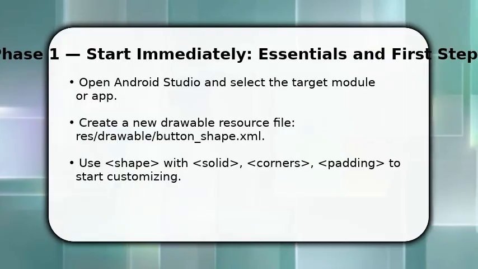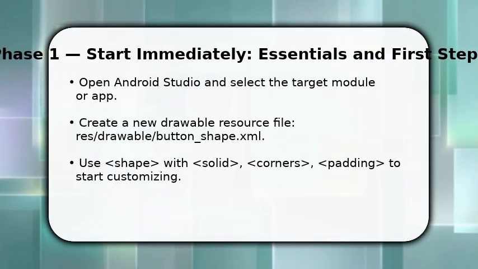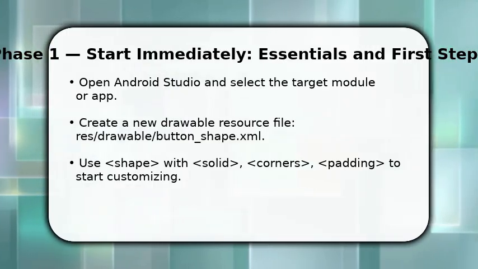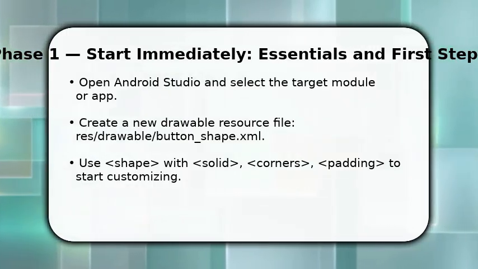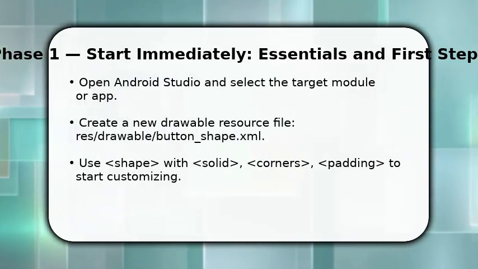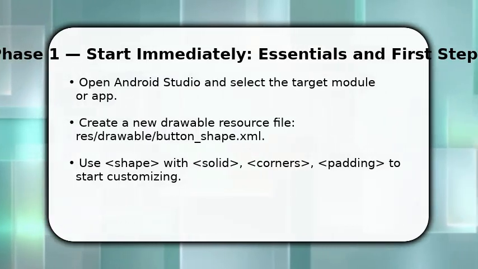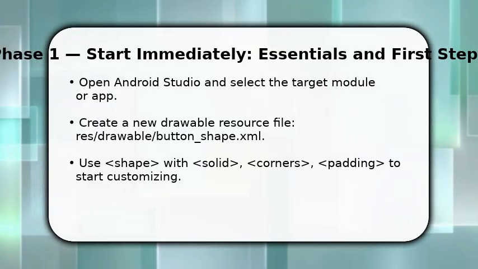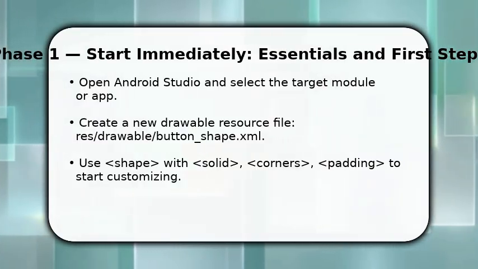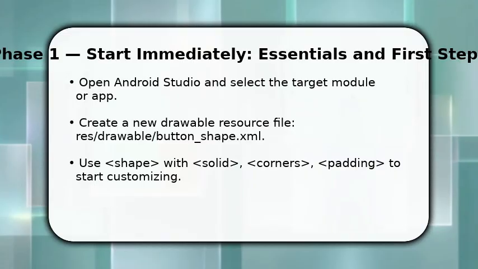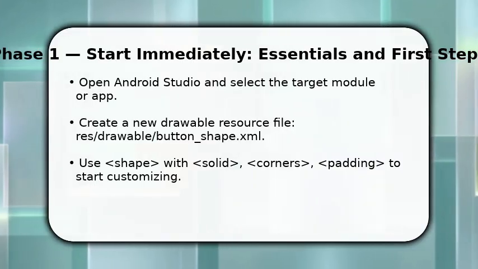Enjoy the video. You open Android Studio and jump straight into the module you'll change. Create a drawable resource named ButtonShape.xml under res/drawable. This is the single file controlling the button shape. Define a shape element, then add solid for color, corners for radius, and padding for spacing. Once done, save the file.